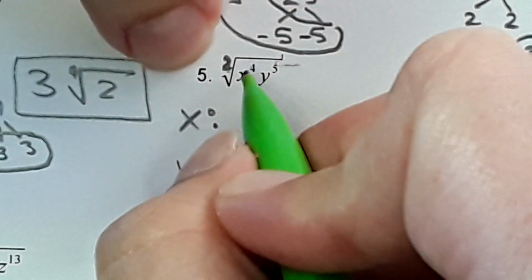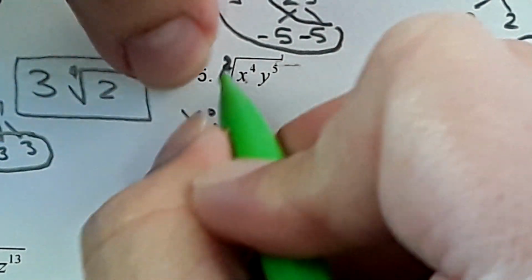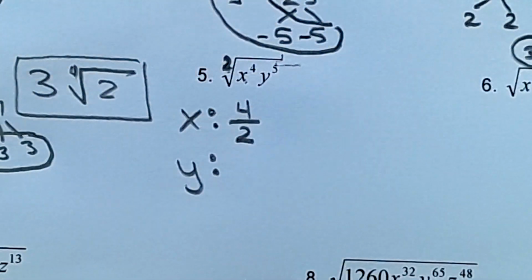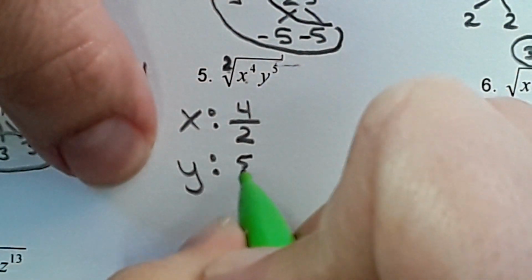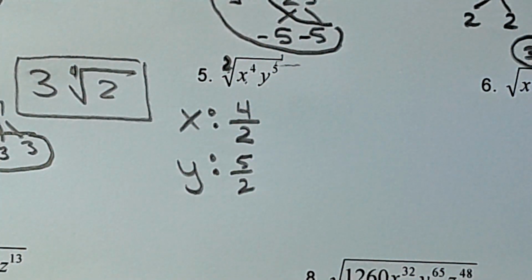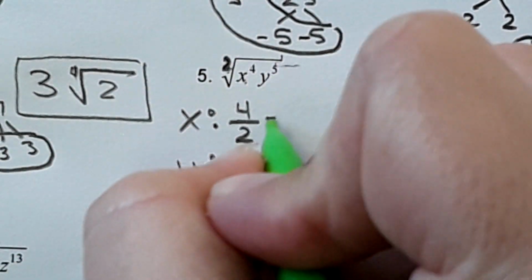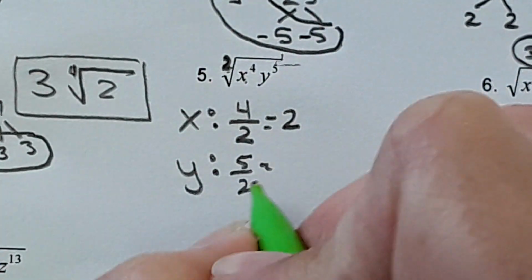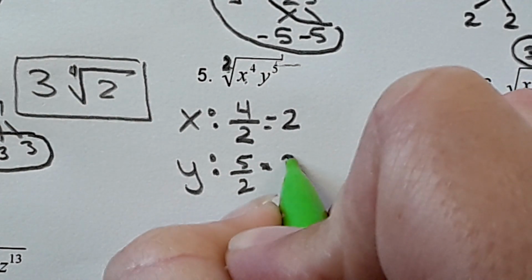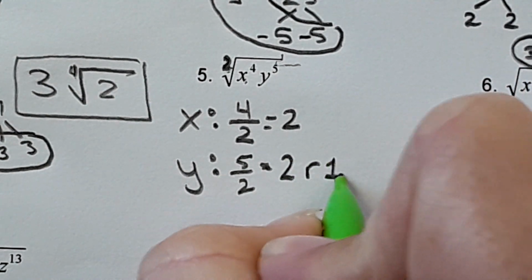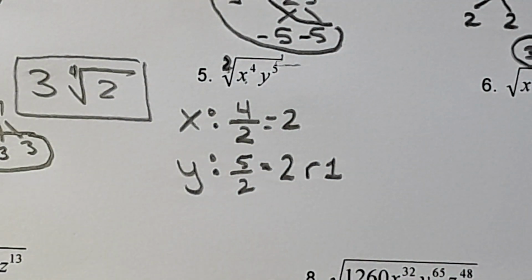Whatever the exponent is here, we are dividing it by the number out here, which in this case is 2. And for y, it would be 5 over 2. So this is one of the things, just go with it and it comes together in a second. So 4 divided by 2 is 2. 5 divided by 2 is 2 remainder 1. Yes, you have to use remainders. You'll see why in a second.